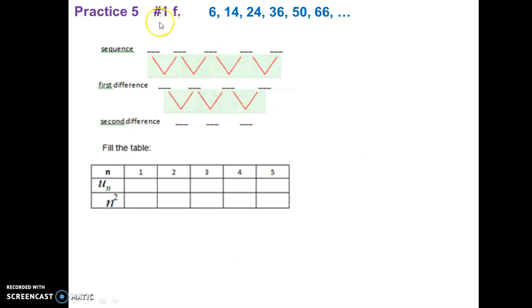Let's look at 1f. The sequence is 6, 14, 24, 36. Okay, let's put the sequence in here. Let's find the first difference. 6 to 14 is 8, and then 14 to 24 is 10, 12, 14, and so on. No constant, therefore not linear. Let's look at the second difference. Up 2, up 2, up 2. All right, second difference is constant. It must be quadratic. Fill in the table.